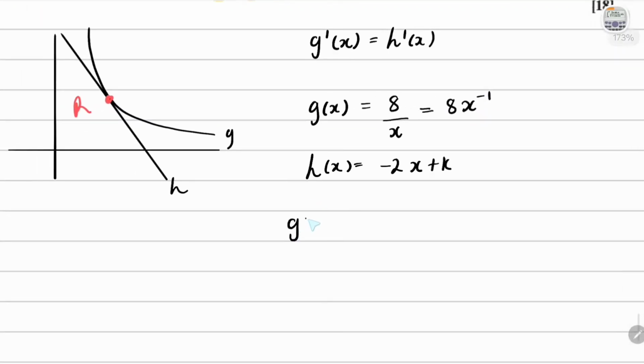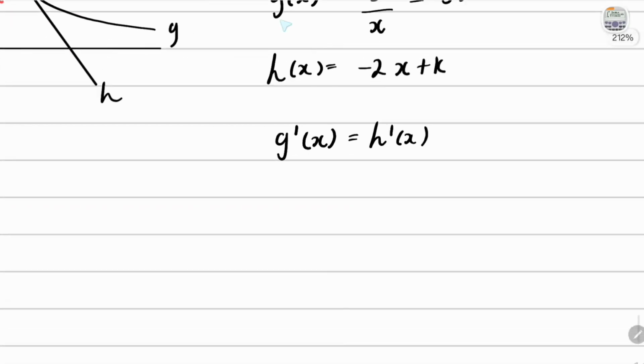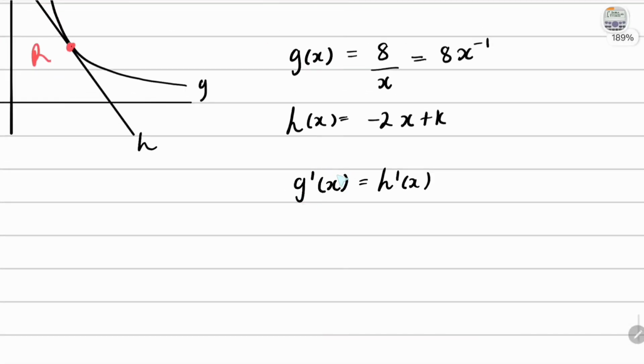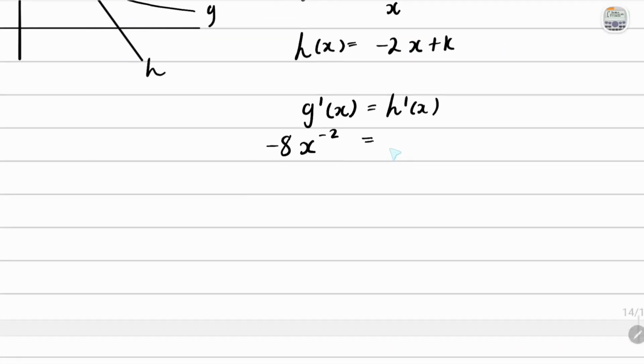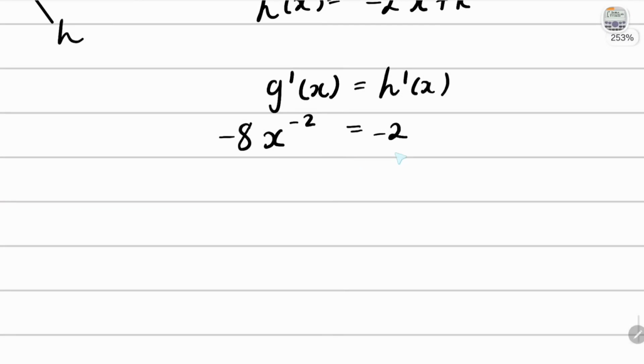So if you say g prime of x is equal to h prime of x, then we're really just saying we're going to derive that. If you derive that, you're saying coefficient times exponent, which is negative 8, and then x, and then exponent minus 1, which is negative 2, is equal to the derivative of h, the gradient, which is really negative 2. Okay, that's the gradient. It's a straight line, a decreasing function with the gradient being equal to negative 2. So we just need to solve for x here.